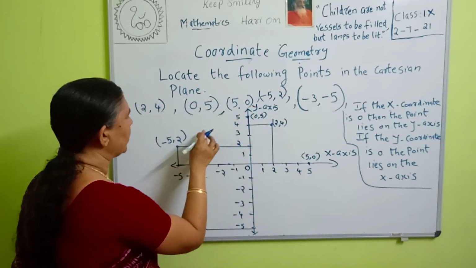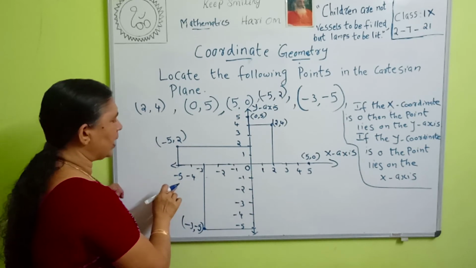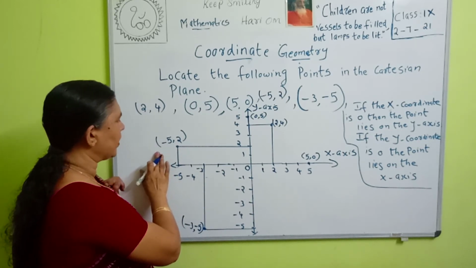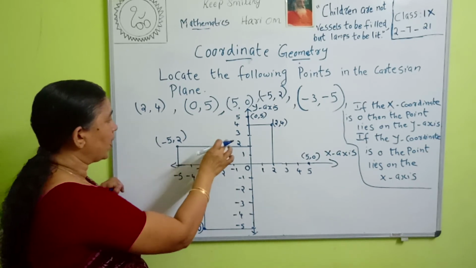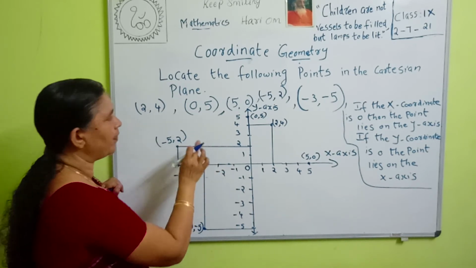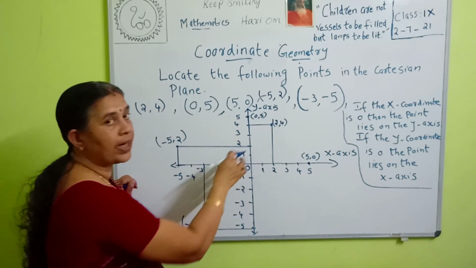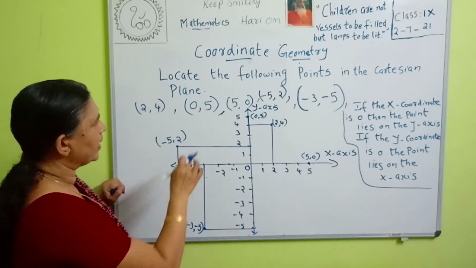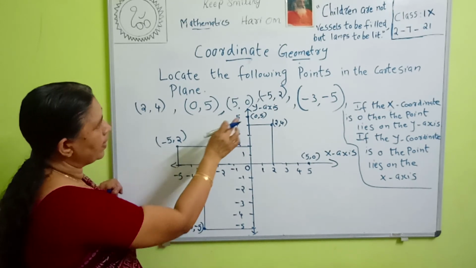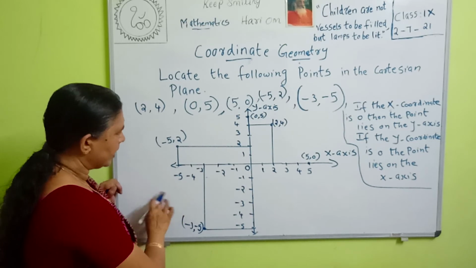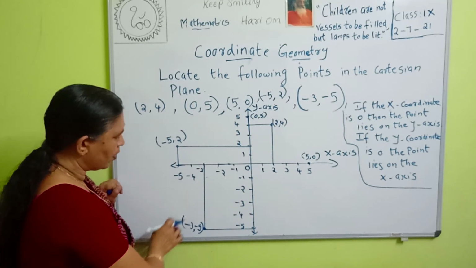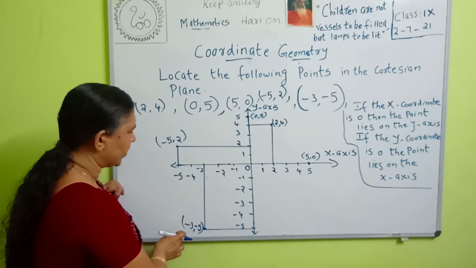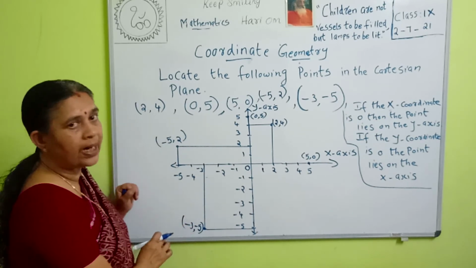Then minus 5, 2. The x coordinate is minus 5 and y coordinate is 2. So if the x coordinate is negative and y coordinate is positive, the point lies in the second quadrant. If the x coordinate is positive and y coordinate is positive, the point lies in the first quadrant. Then next one, minus 3, minus 5. Here both the x and y coordinates are negative. So if both the x and y coordinates are negative, the point lies in the third quadrant.